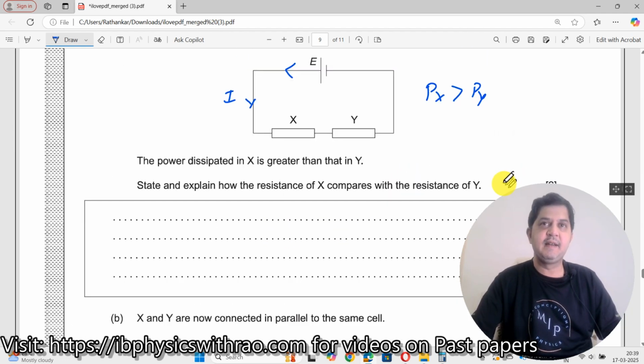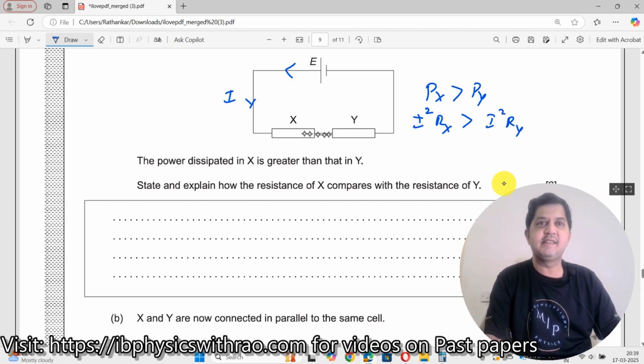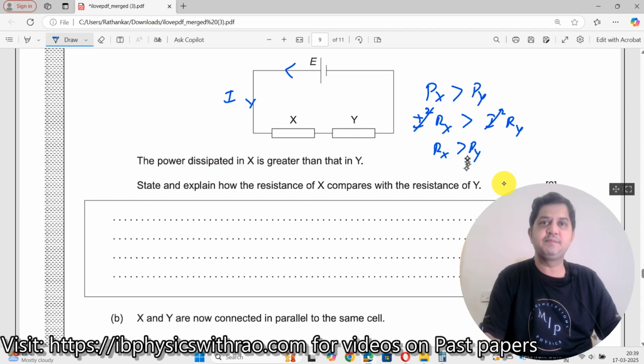This is for 2 marks. So when you say Px is greater than Py, how do you find out what Px is over here? The same current passes like this. So I can now write I squared multiplied by Rx is greater than I squared multiplied by Ry, where Rx and Ry are the resistances of X and Y. Now you see this I squared and I squared go away. You can write Rx is greater than Ry. So I need to write 2 points over here.